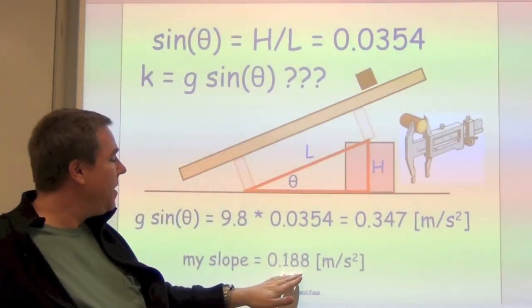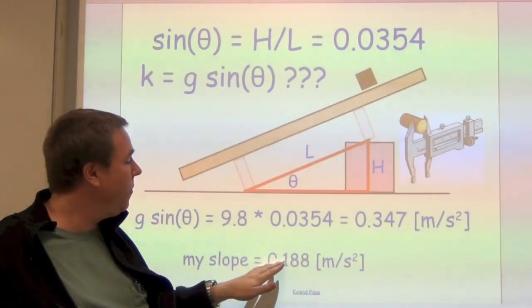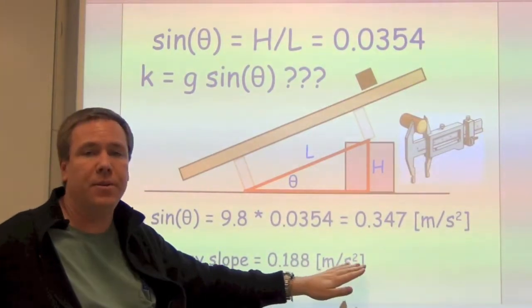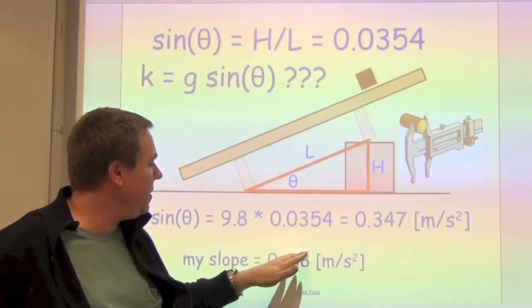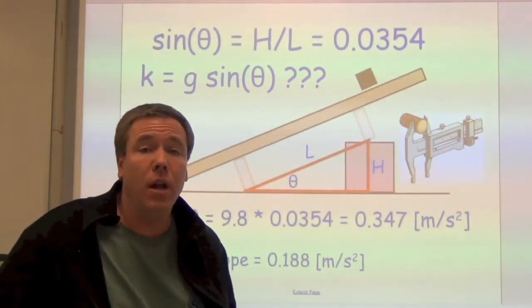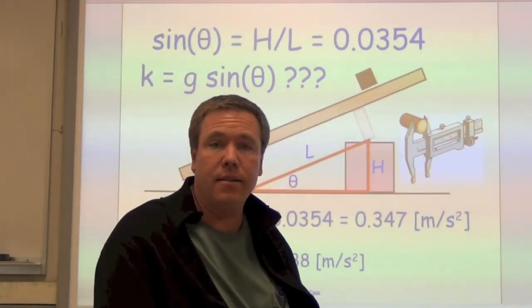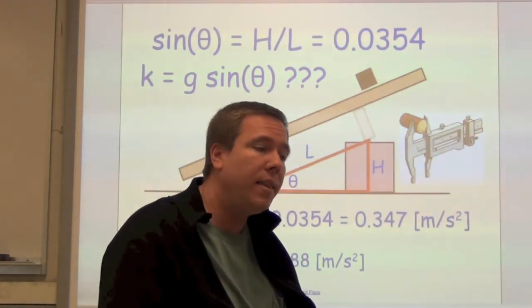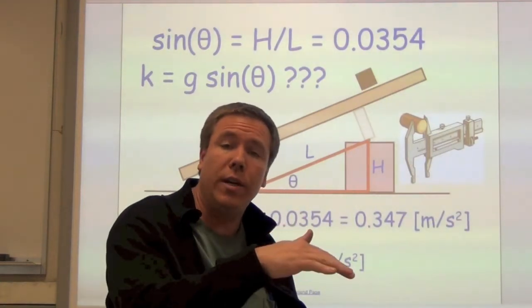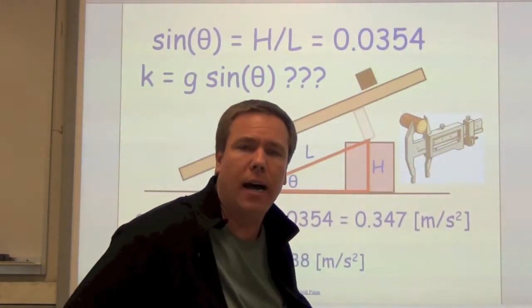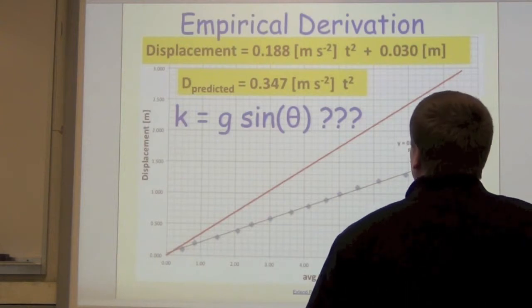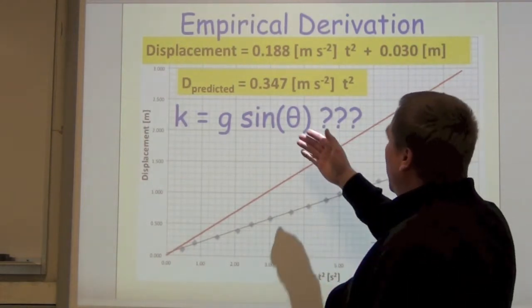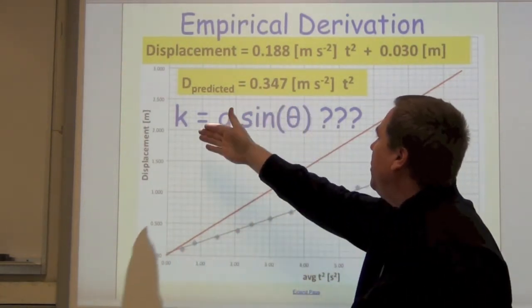I come up with this for my data slope, 0.188 meters per second squared, and you can see these two numbers are much closer than my first guess of simply g. So I think with g sine theta we're honing in, but let's look at the plot. Have we really honed in well? We're asking the question, is g sine theta my new k?